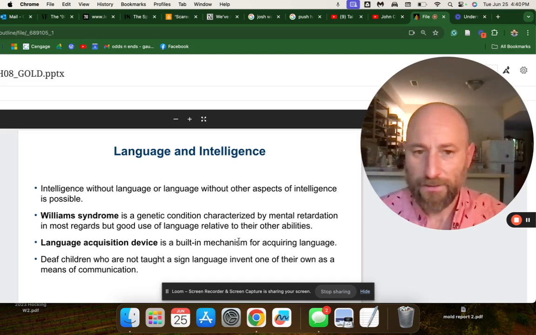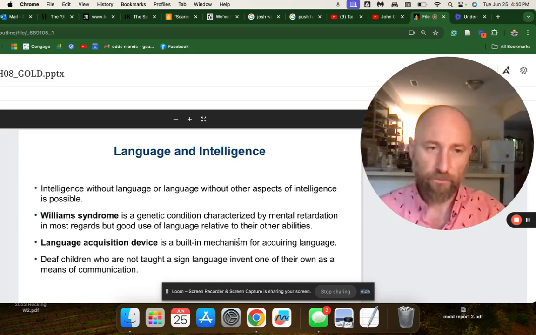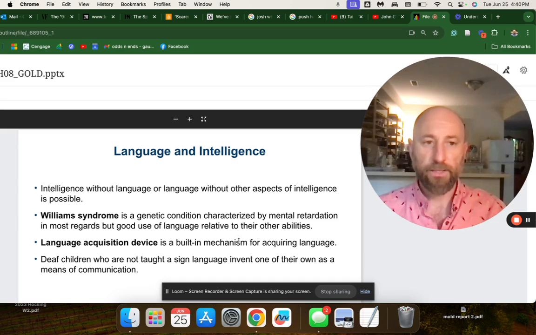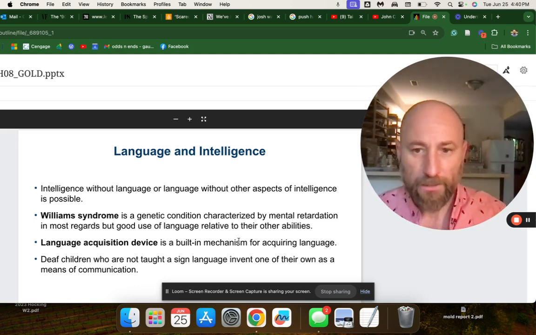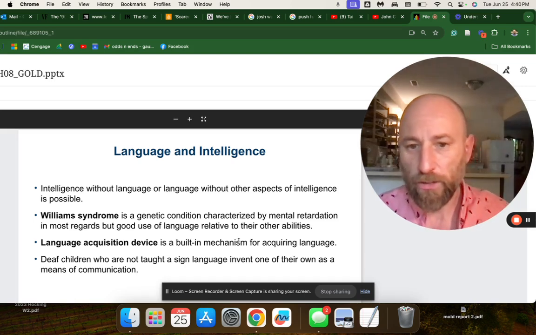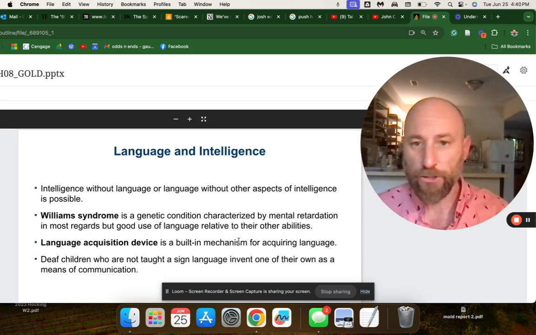Language acquisition device is a built-in mechanism for acquiring language. It's just a theoretical thing. Basically, it's an idea that we have a set of neurons and brain structures that allow us to do this, and together we call it the language acquisition device. Deaf children who are not taught a sign language invent one of their own as a means of communication.